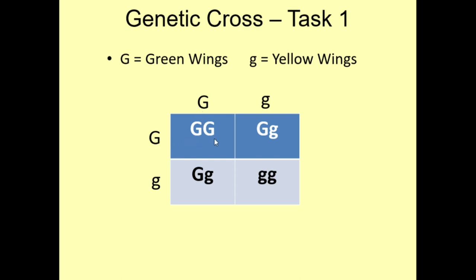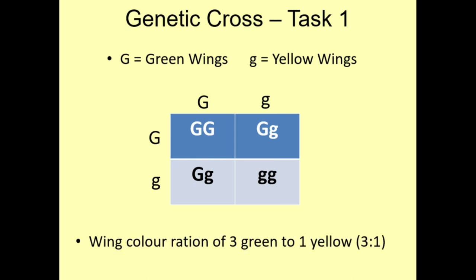so big G and big G. So hopefully you know that that is homozygous dominant, so that would be green wings. And then we go big G, little g, well that's heterozygous, so that would also be green wings. And then we put the big G first, it doesn't really matter if you go little g, big G, but we just tend to put the big G first. So big G, little g, that's also heterozygous, so that would be green wings. And then we've got little g, little g, which would be homozygous recessive, so that would be yellow wings.